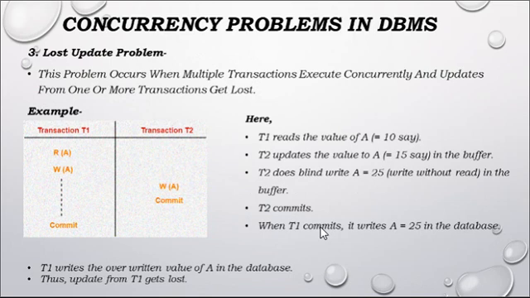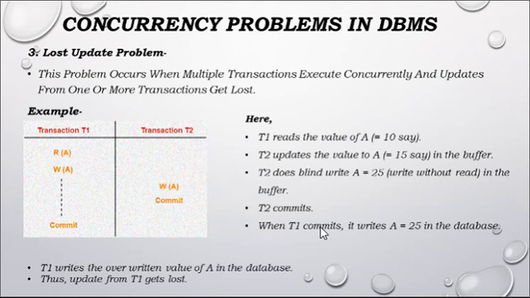The third problem is the lost update problem. This problem occurs when multiple transactions execute concurrently and updates from one or more transactions get lost. Here we have an example of the lost update problem. We have two transactions, T1 and T2. Here T1 reads the value of A. We will say it is 10.